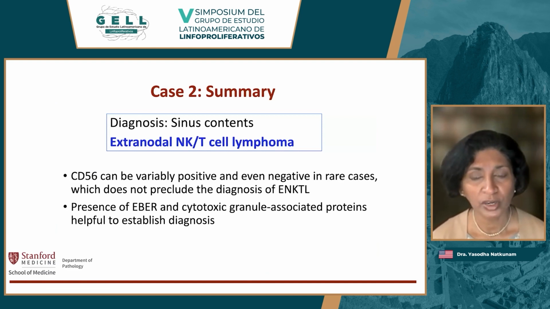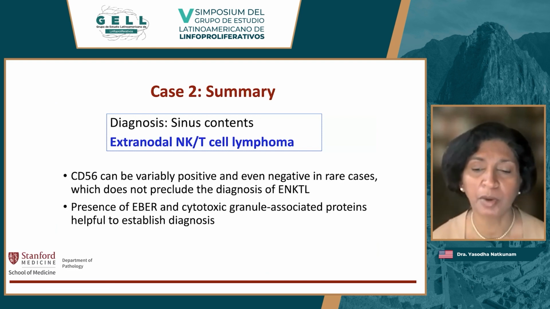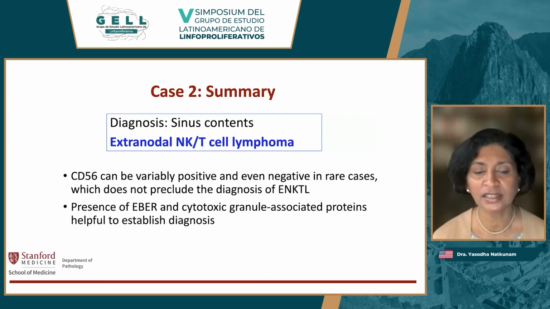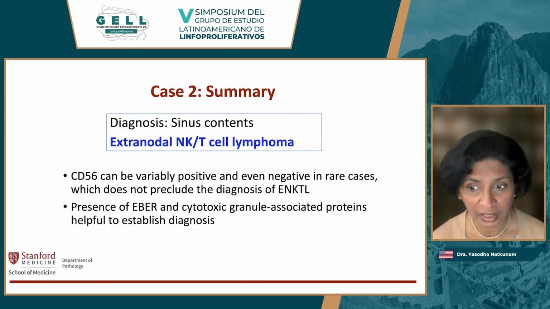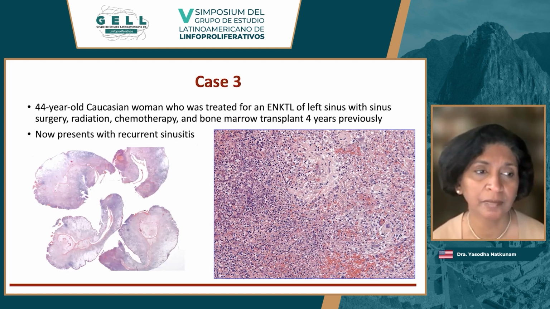And the point of this case really is to show that CD56 can be variably positive and even negative in rare cases, and this does not exclude the diagnosis. The presence of EBV and the cytotoxic granule-associated proteins in this case was very useful to establish the diagnosis.